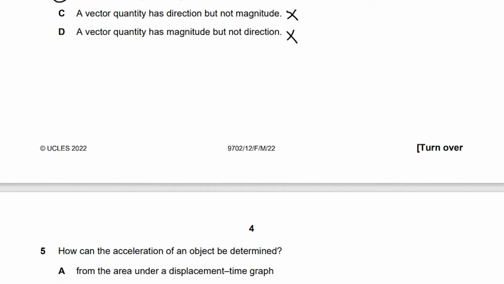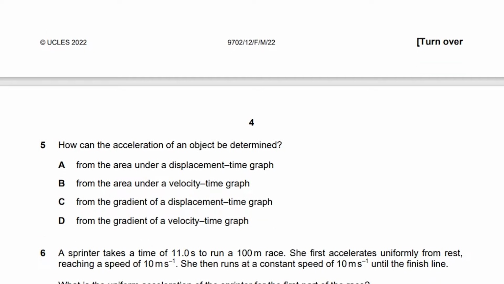Question number 5. How can the acceleration of an object be determined? From the area under a displacement time graph. Okay, the area under a displacement time graph cannot be used to determine the acceleration. The area under a velocity time graph represents the displacement, so B is not the answer. C. From the gradient of a displacement time graph. The gradient of a displacement time graph represents the velocity of the object. D. From the gradient of a velocity time graph. Now that's the correct answer because the gradient of a velocity time graph is the acceleration of an object.